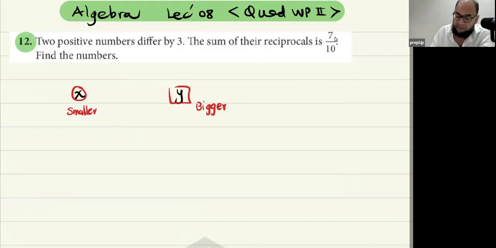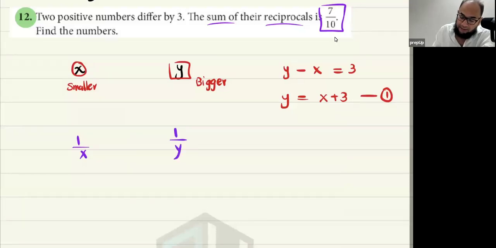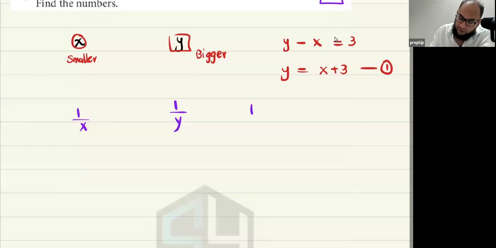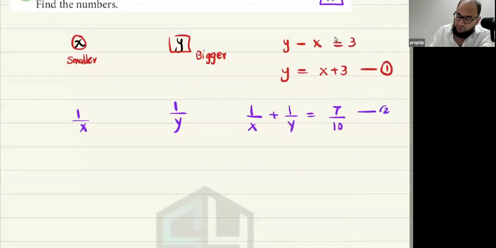So the numbers differ by 3. That means bigger minus smaller should be equal to 3. y is equal to x plus 3. That is equation number 1. The second thing. The sum of the reciprocals is 7 over 10. The reciprocal of x is 1 over x. The reciprocal of y is 1 over y. The sum of the reciprocals, 1 over x plus 1 over y equals how much? That is 7 over 10. This is equation number 2.